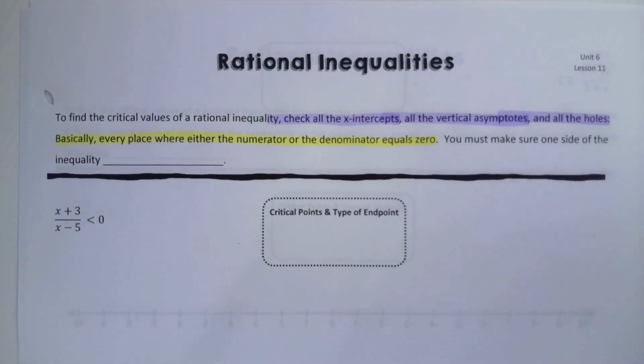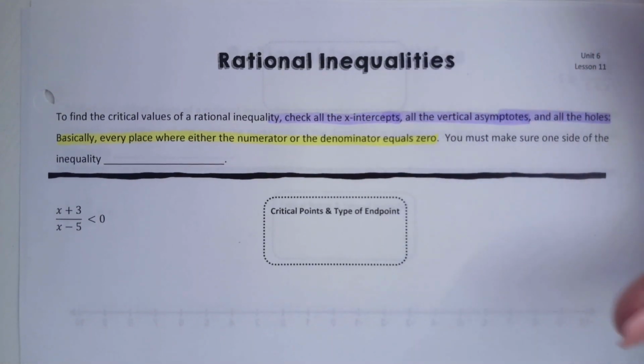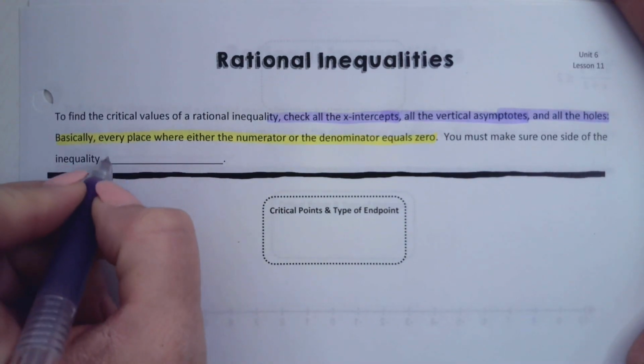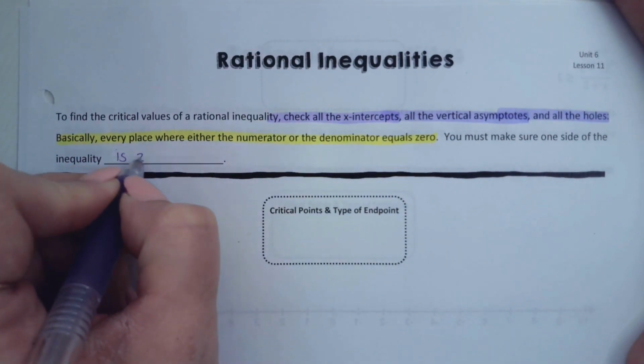You do have to make sure one side of the inequality is equal to 0. If it's not equal to 0, you can adjust that if needed. One side of the inequality is 0 first.